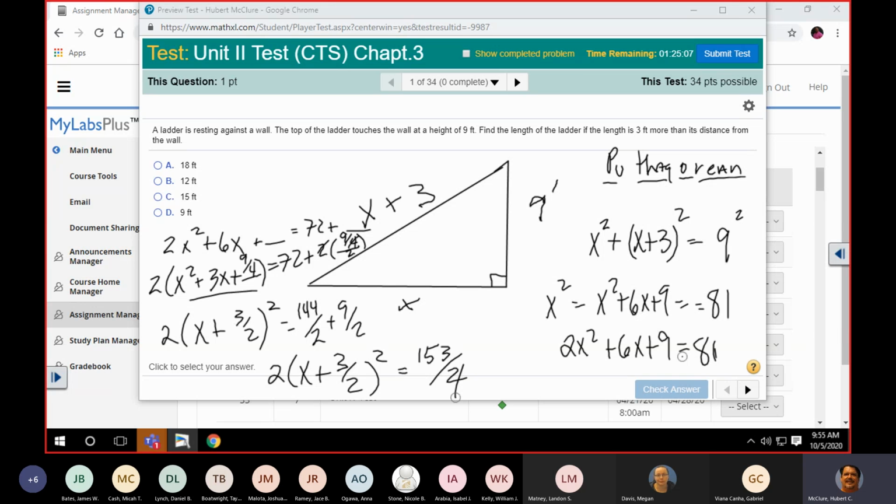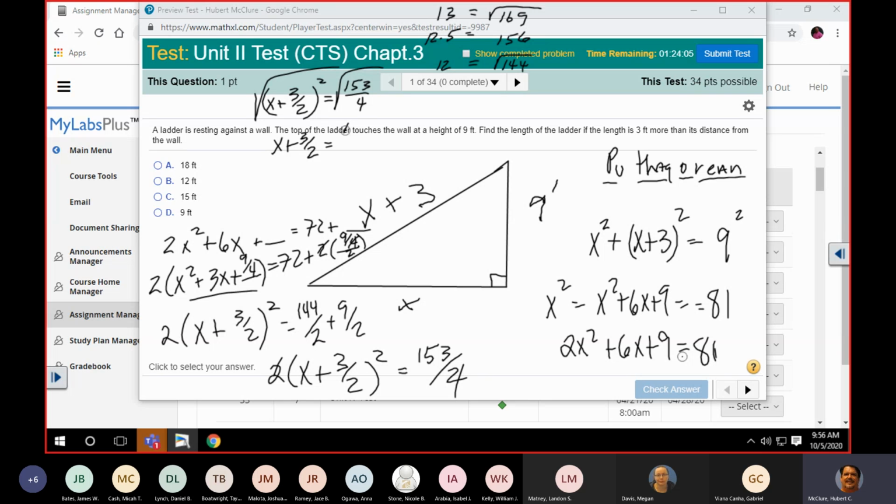I don't know the square root of 153. I don't think there is a square root. So 2 times x plus 3 halves, quantity squared, is equal to 153 fourths. x plus 3 halves is equal to, well, the square root of 144 is 12, 13 squared is 169, so 153 would be about 12.2.